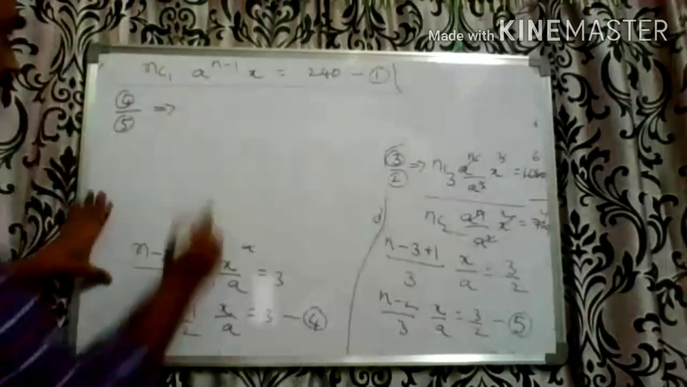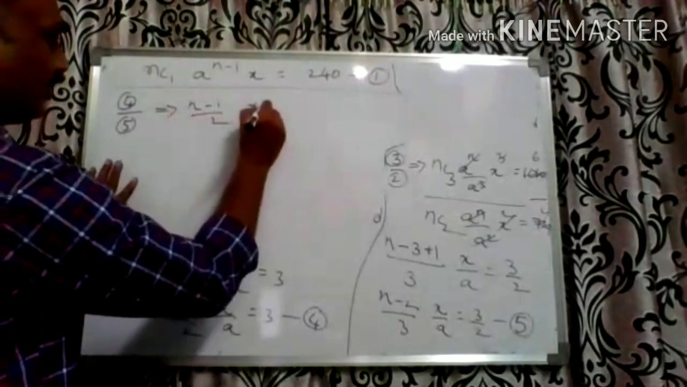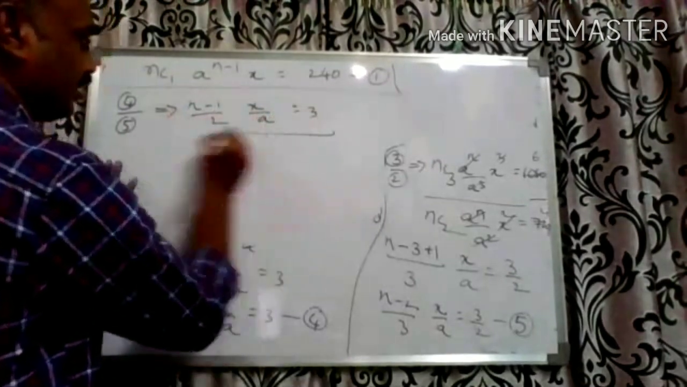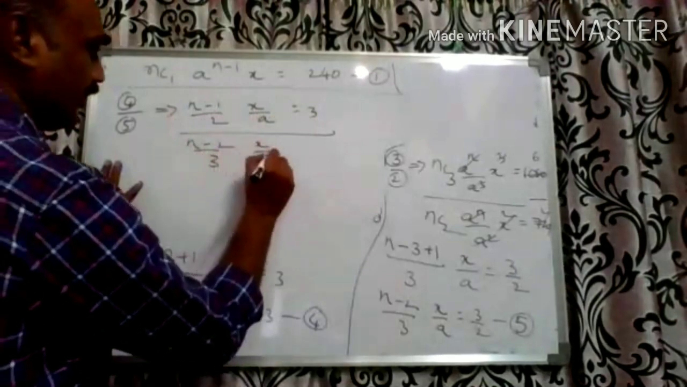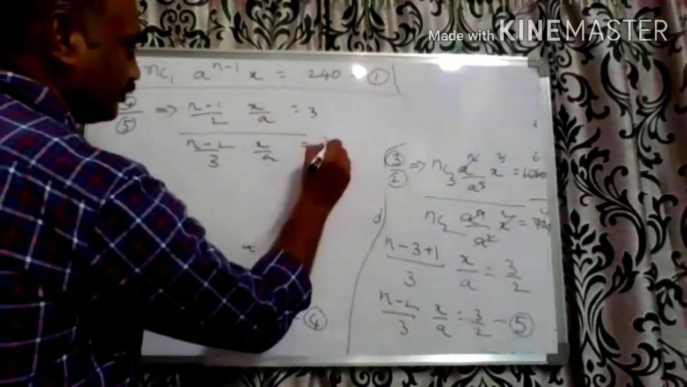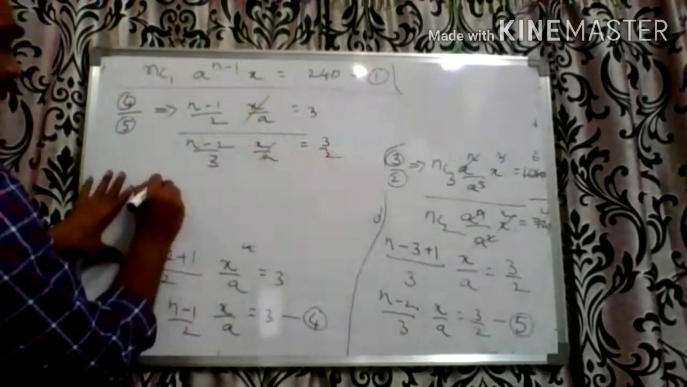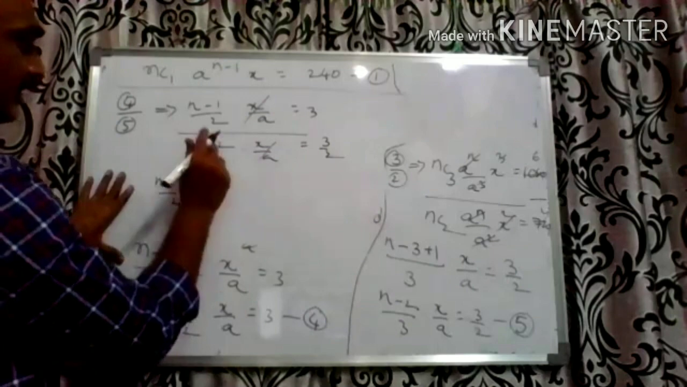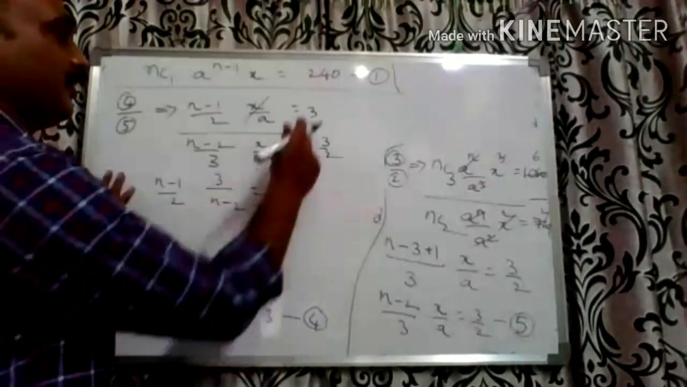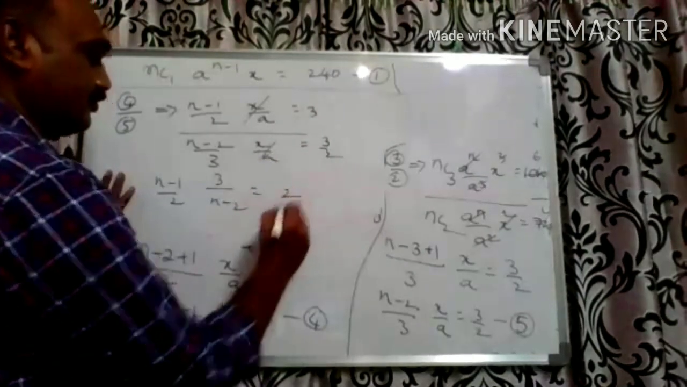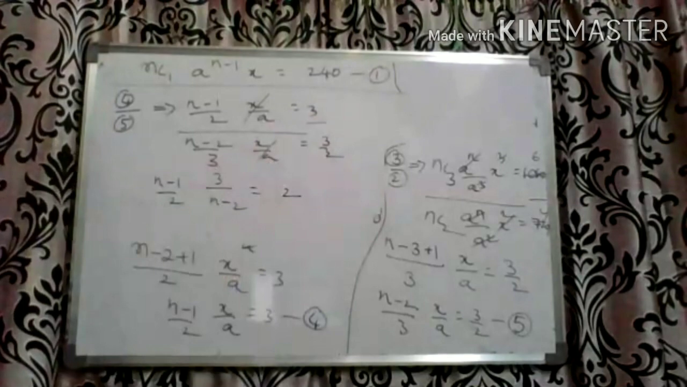4 by 5. Equation number 4: (n minus 1) by 2 into x by a is equal to 3. Equation number 5: (n minus 2) by 3 into x by a is equal to 3 by 2. x by a gets cancelled. (n minus 1) by 2 into 3 by (n minus 2) is equal to 3 by (3 by 2), which is equal to 2. 3 by 3 gets cancelled, (n minus 1) by (n minus 2) is equal to 2.